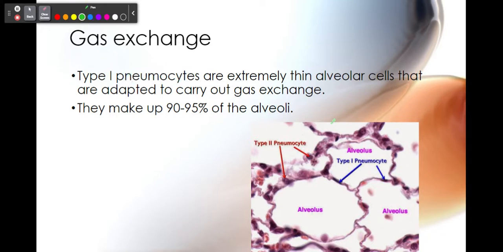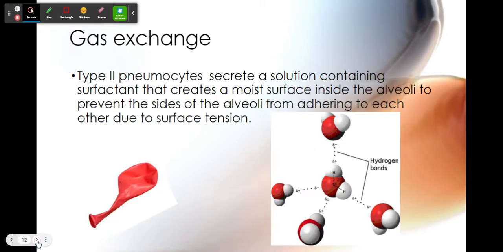Type 1 pneumocytes, crazy, crazy thin. These guys are going to make up the walls of the alveoli, and they allow for gas exchange to occur. Most of the alveoli is made of these type 1 pneumocytes, and then the type 2 pneumocytes are the guys making that surfactant that's going to prevent too much hydrogen bonding amongst the water molecules inside the alveoli. We know that hydrogen bonds form and water molecules are sticky. They like to stick to each other like little magnets.